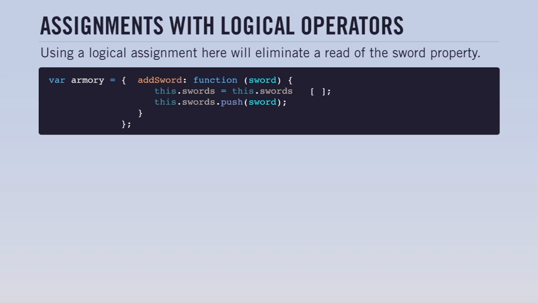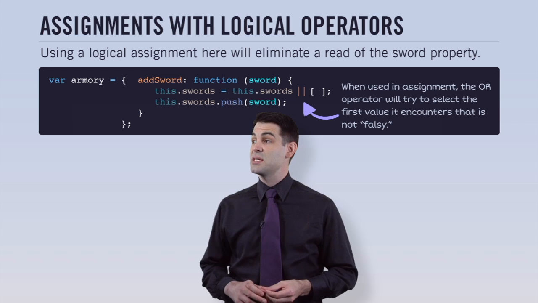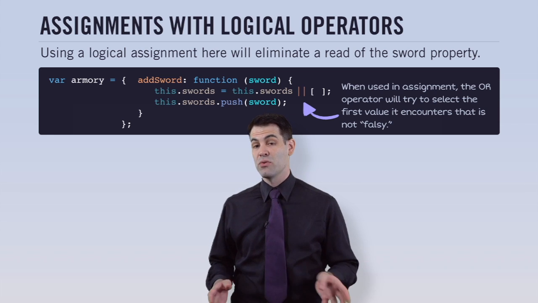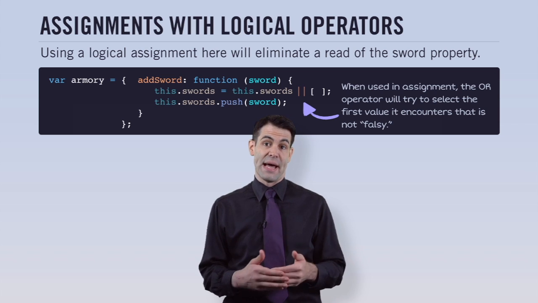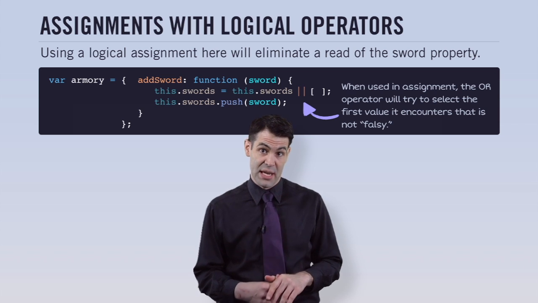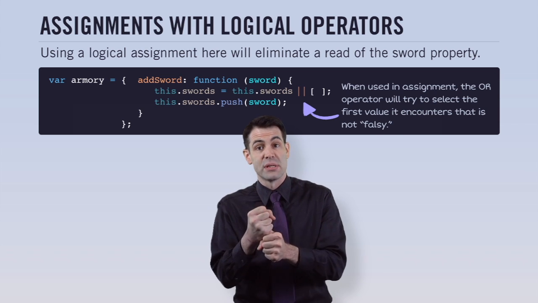Now, in between the second this.swords and the empty array, we'll stick a logical OR operator. When used in assignment, the OR operator is going to select the very first truthy value that it finds. Can you see how that works? That OR operator that you've seen before will actually try to select the very first value it finds that's not falsy. In other words, it's looking for the very first truthy value that it can grab onto for the purposes of assignment.